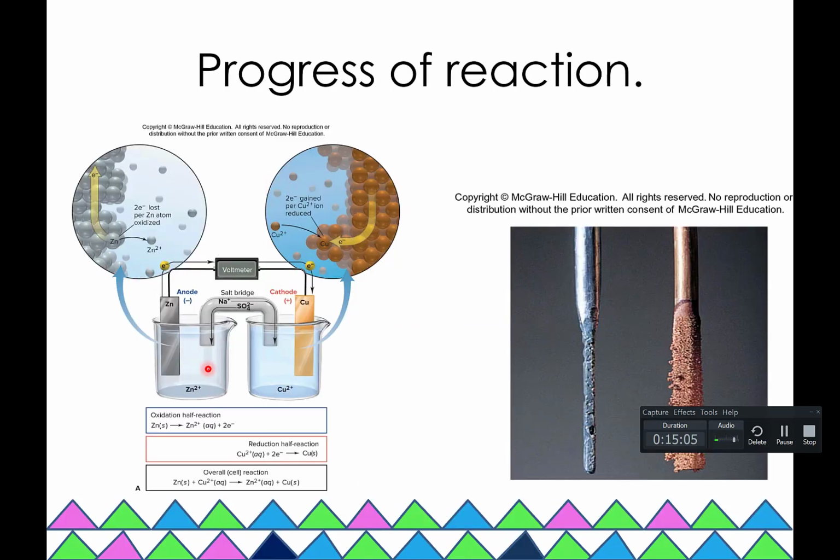This is a figure from the Silverberg textbook that's just showing the exact same electrochemical cell. We've got zinc anode, copper cathode, and we have our zinc half reaction, our copper half reaction, that overall give us this balanced reaction. So as this reaction takes place, you'll notice that we lose zinc from the zinc electrode and we gain copper on the copper electrode.